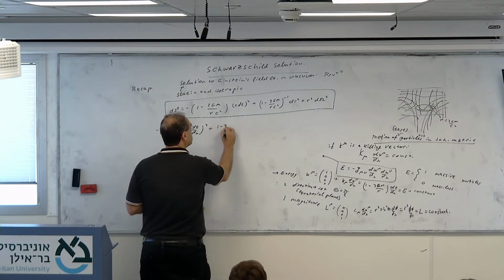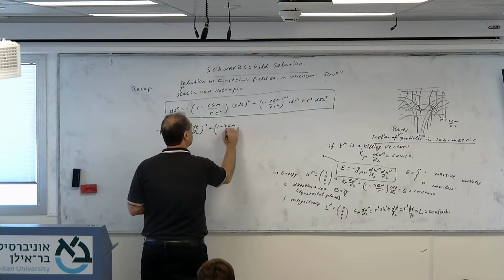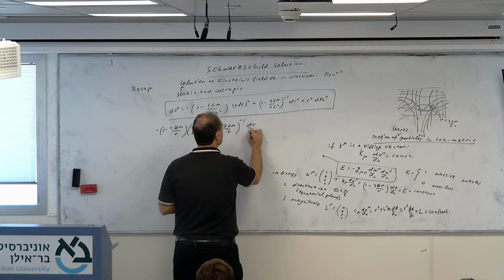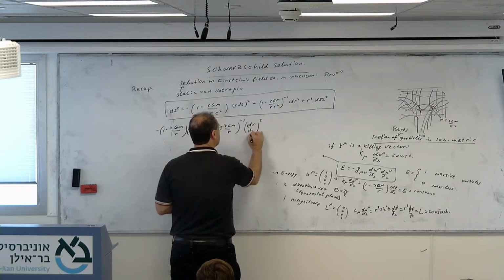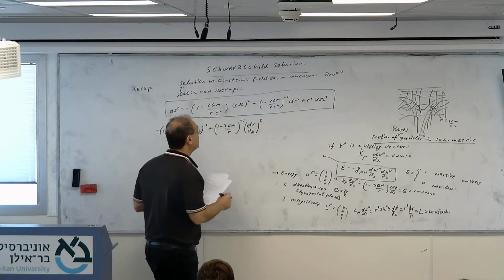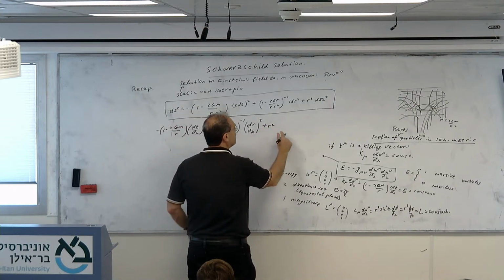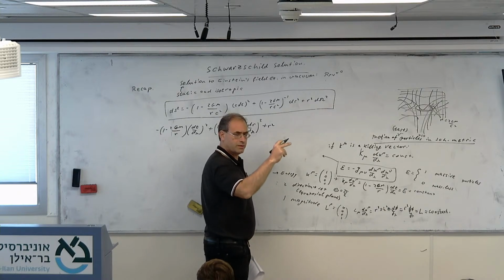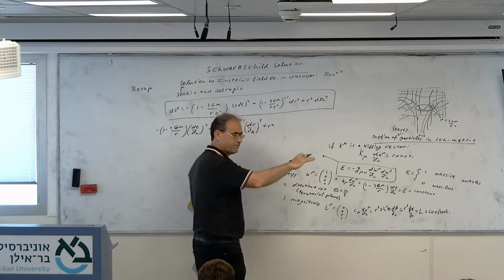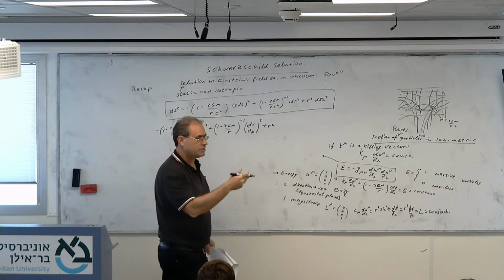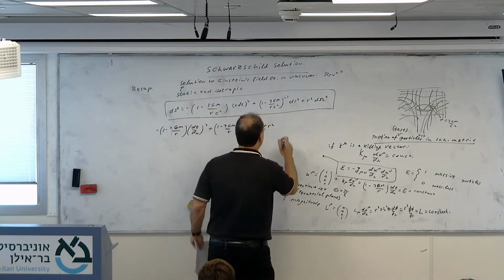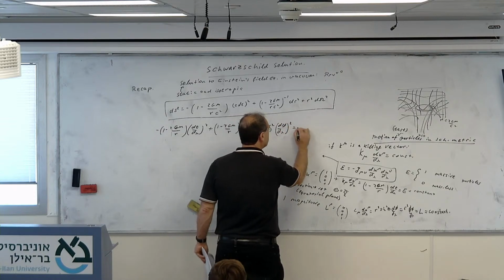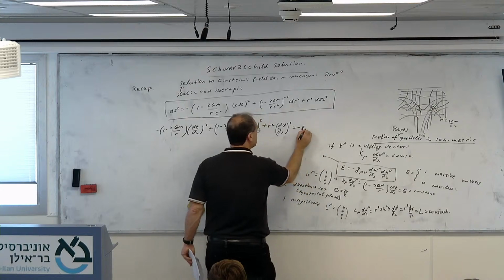Plus (1 minus 2GM over r) to the minus 1 times (dr over d lambda) squared, plus r squared times d theta squared plus sine squared theta d phi squared. d theta is of course 0 because it's fixed, and sine squared theta is 1, so I only have (d phi over d lambda) squared, which is equal to minus epsilon. Just put that minus.